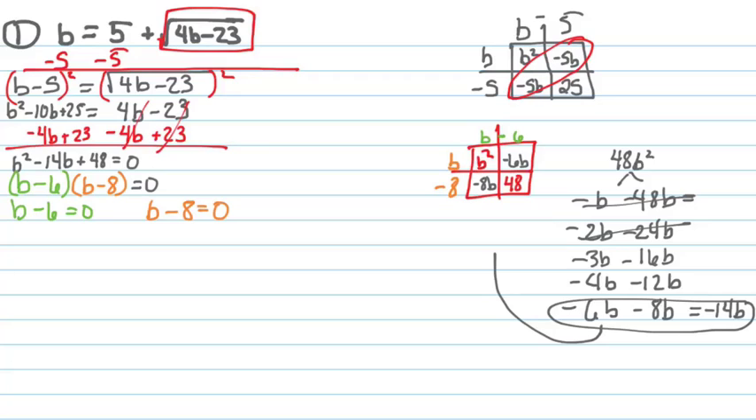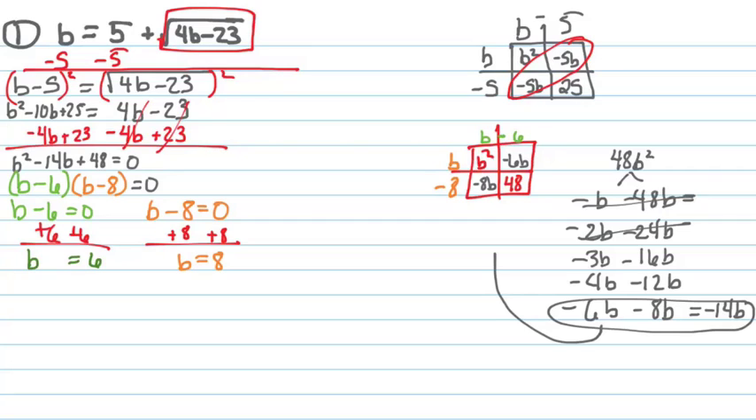And when we solve for b, by adding 6 to both sides here, we come up with b is equal to positive 6. On this other one, when we add 8 to both sides, we come up with b is equal to 8. These both could be the solution, but there is a very good possibility of having an extraneous solution.